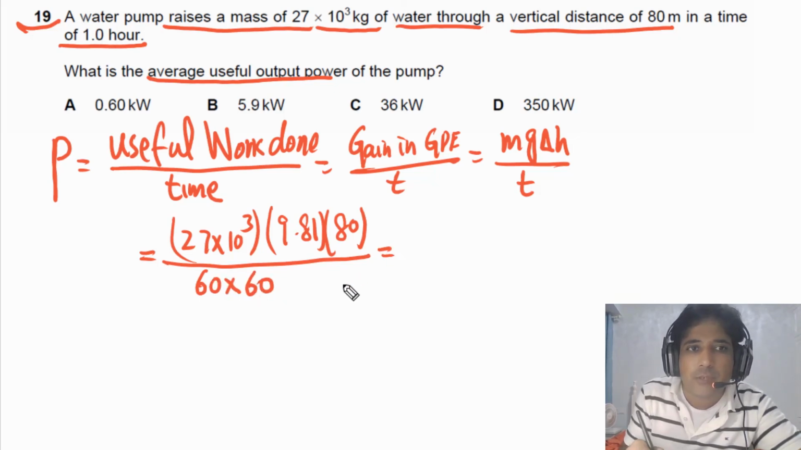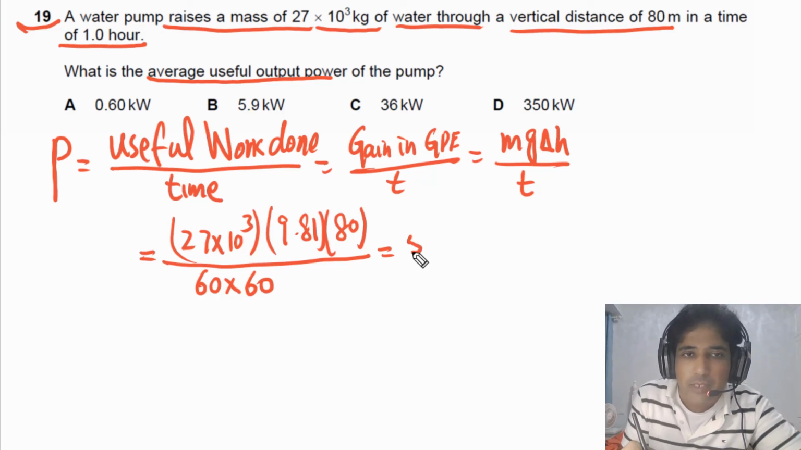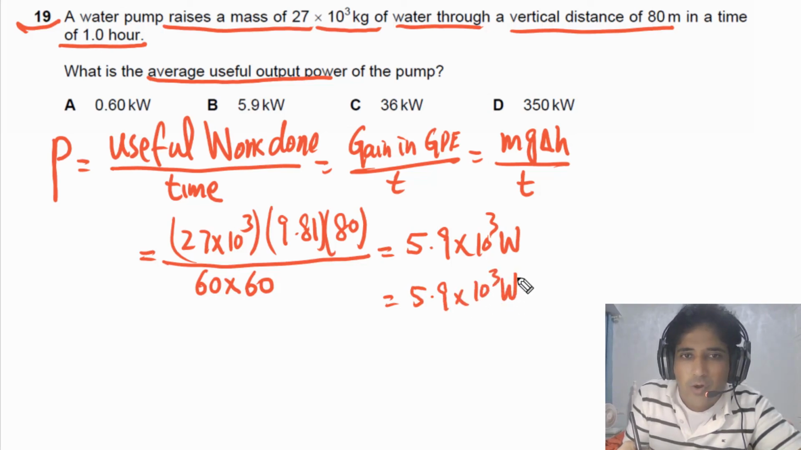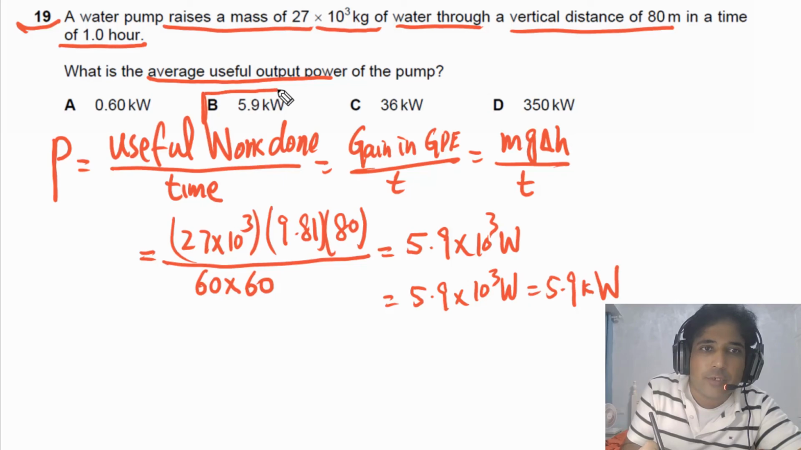Now if we simplify this one, we will get our final answer, means the value of P, that will be equal to 5.9 times 10 to 3 watts. We can write down this one in kilowatts. You can say this is equal to 5.9 kilowatts. So the answer for this question is B.